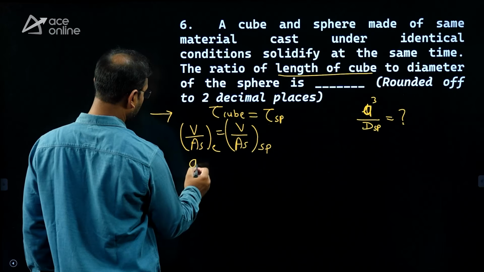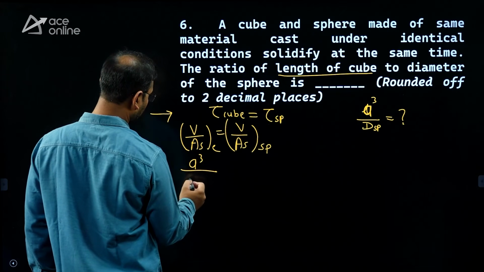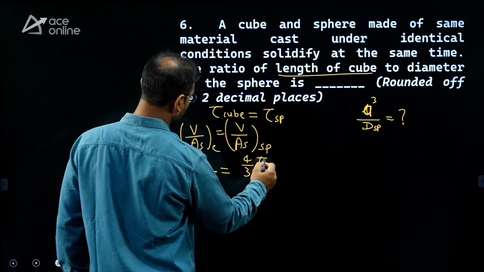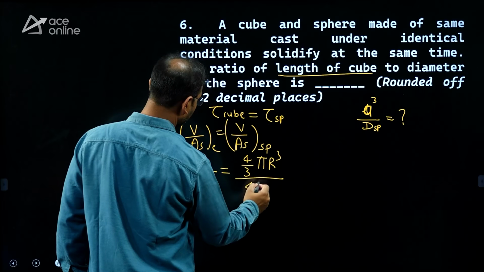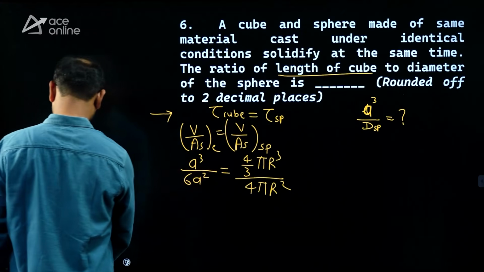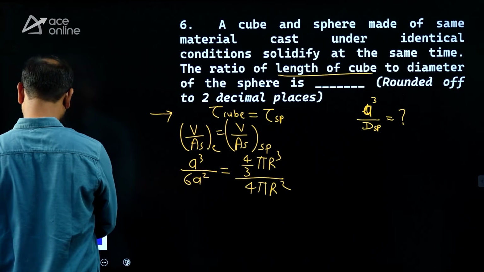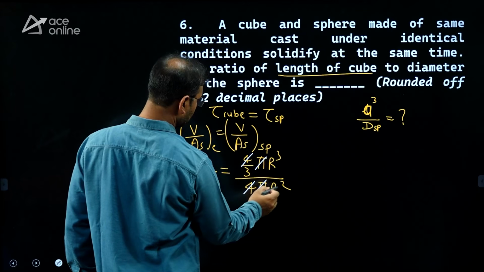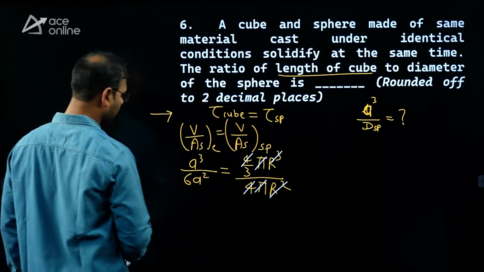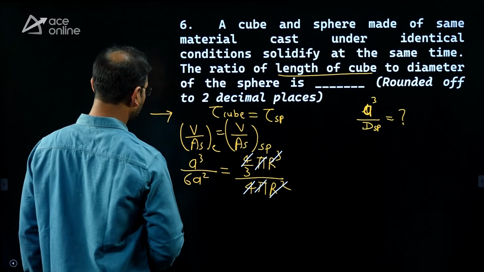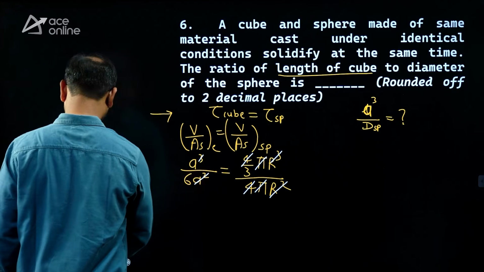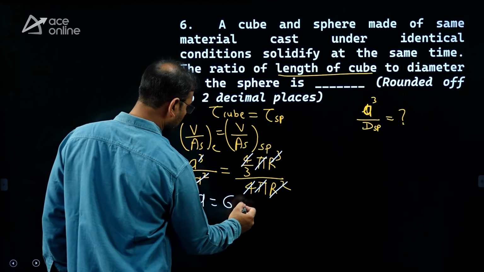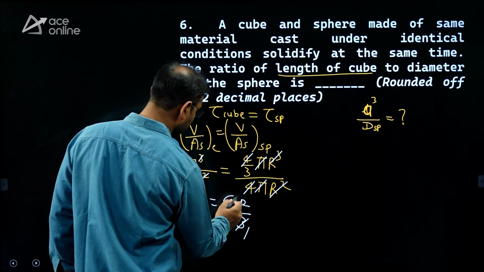And what is the volume of cube? That is A cube, and the surface area of cube is 6a square, is equal to the volume of sphere, that is 4 by 3 pi r cube, and surface area 4 pi r square. Then how many terms are going to cancel here? This, this and this, that is r by 3. Then this gets cancelled. Therefore, what is remaining here? The A by 6 is going on that side, then it is r by 3, that is 2r.